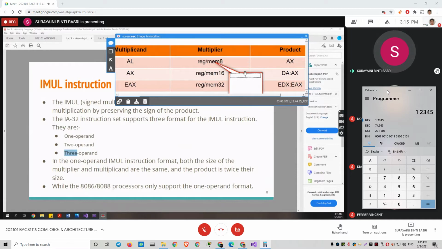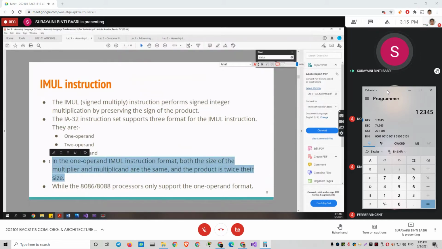When we multiply a bit, the product will be twice its size. So this is what it meant by this statement. For the x86 processor and x88 processor, it can only operate the one operand format.